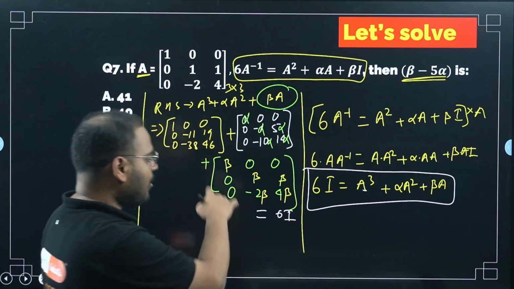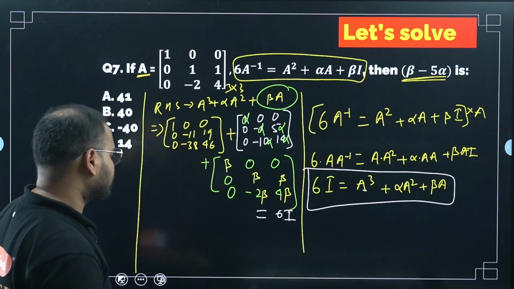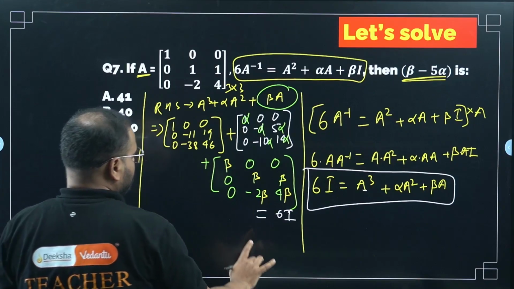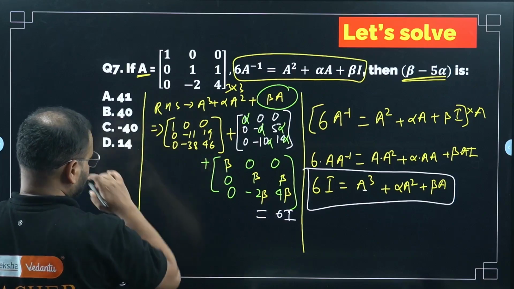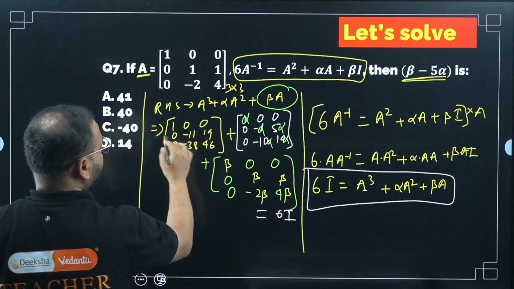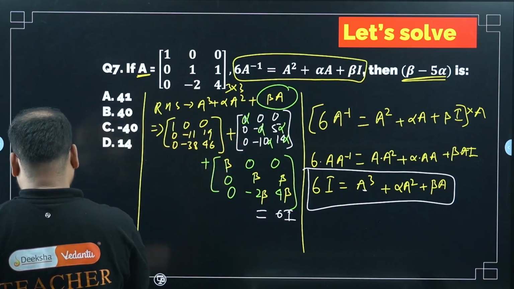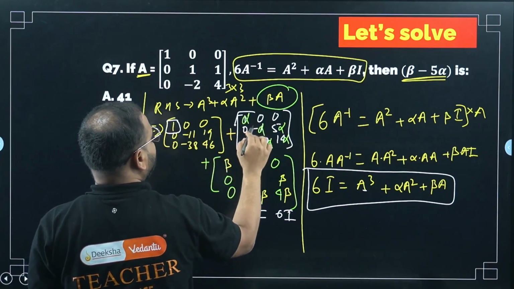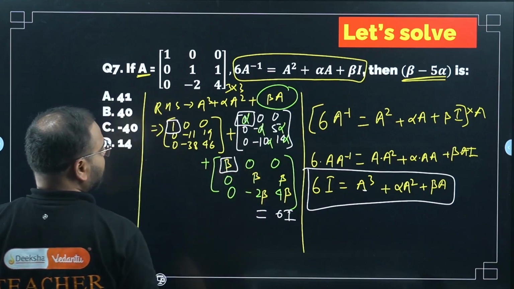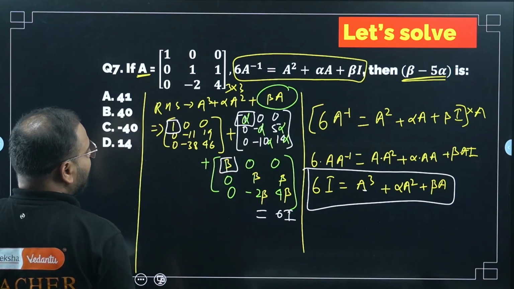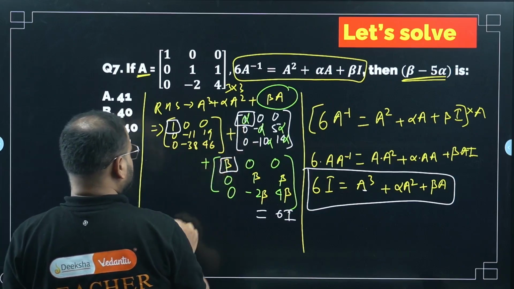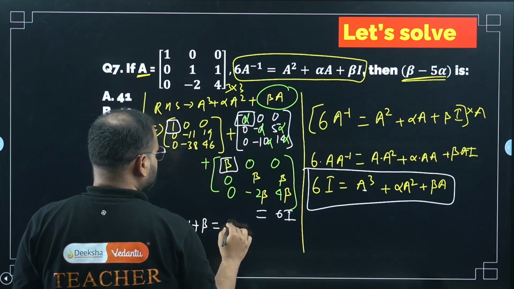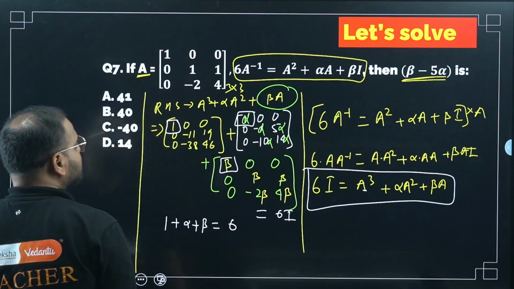6I looks like what? The diagonal elements are 6, 6, 6, and the rest are all 0. So if you compare the first element, if you add all of these, what are you going to get for the first element? I'm talking about only this element. Please remember, this element with this element with this element. What am I going to get? Please check. So I'll have 1 plus alpha plus beta equals 6.